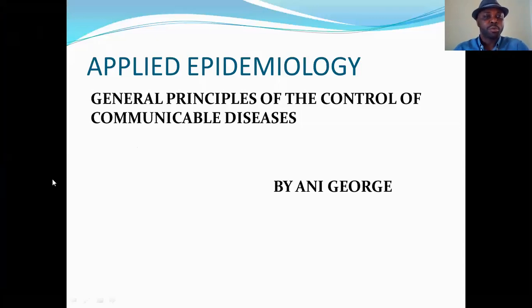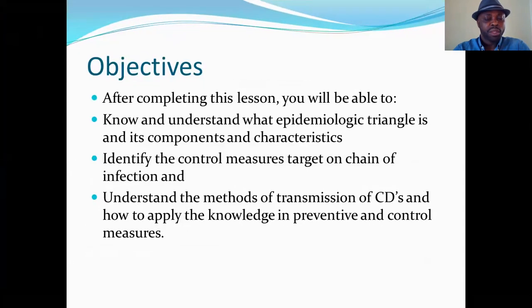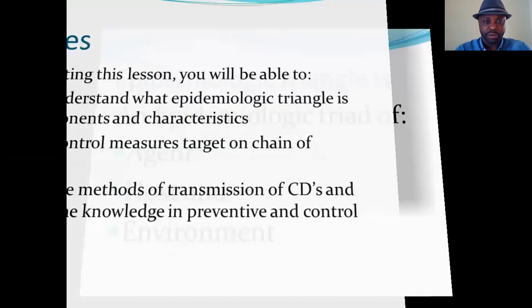So in this lecture, we'll be talking about the general principles of control of communicable diseases. What are the objectives of our lesson? By the time we complete this lesson, you should know and understand what the epidemiologic triangle is and its components and characteristics. We should be able to know the control measures targeted on the chain of infection, understand the methods of transmission of communicable diseases, and how to apply the knowledge in prevention and control measures.